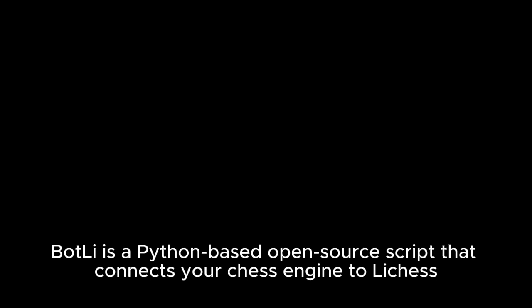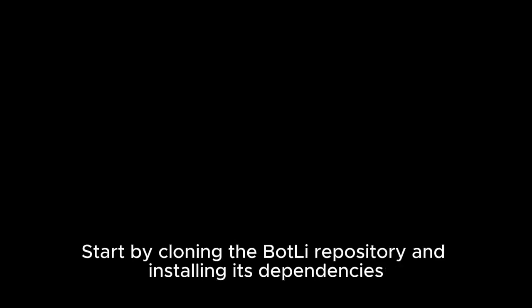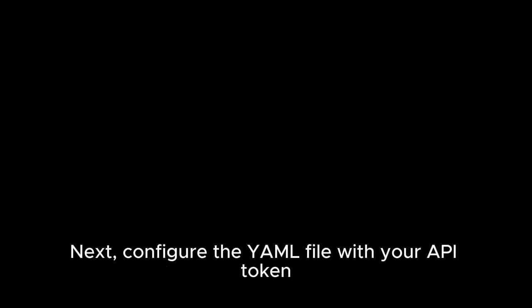To create a Lichess Bot, begin by setting up a dedicated account, obtaining an API token, and preparing the BotLi framework. BotLi is a Python-based open-source script that connects your chess engine to Lichess. Start by cloning the BotLi repository and installing its dependencies. Next, configure the YAML file with your API token, engine path, and optional features like syzygy tablebases and opening books.